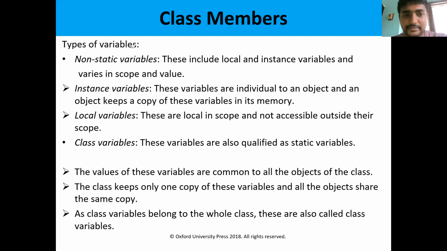Types of variables. We have many types of variables. First one, non-static variables, instance variables, local variables, class variables. Non-static variables means the variables are declared without using the keyword static.